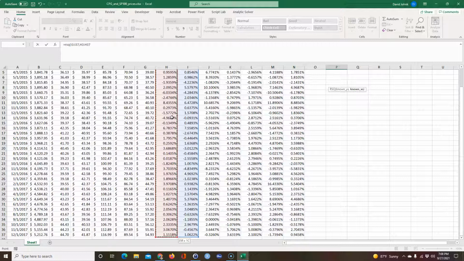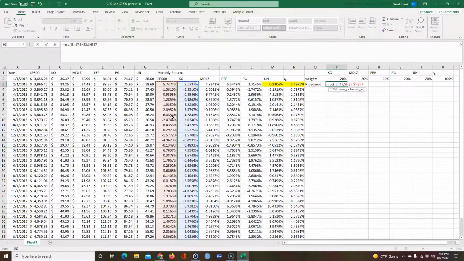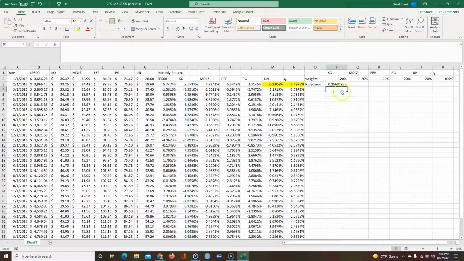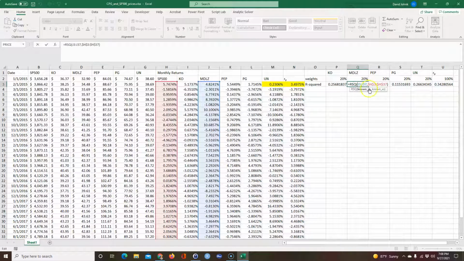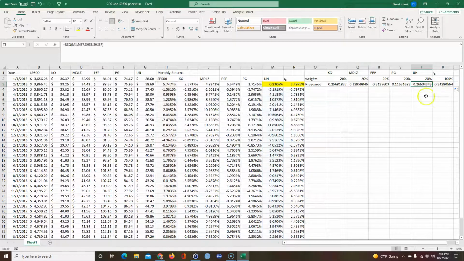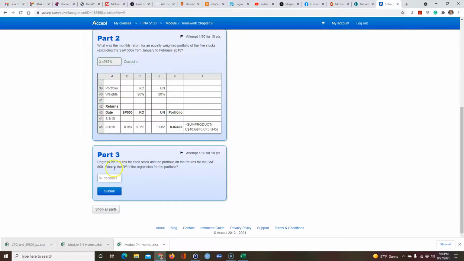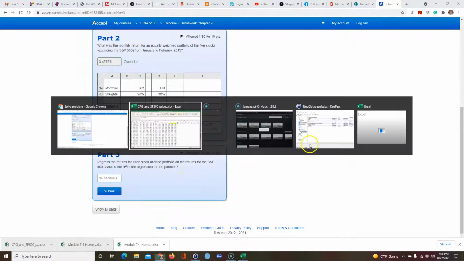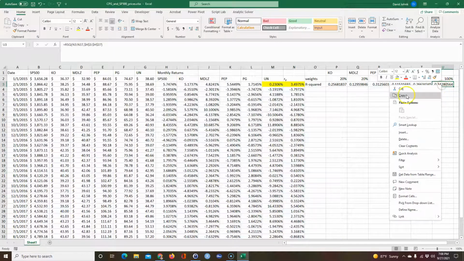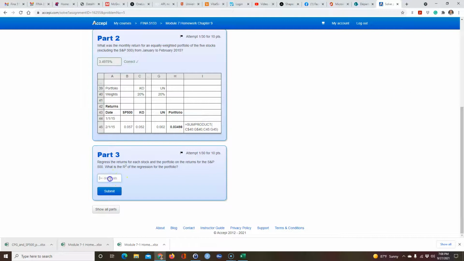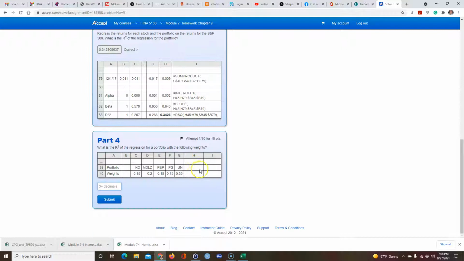Now I'm going to F4 that S&P 500 because I want to regress it all the way across. So my R squared for every one of them is going to be like that. You click on that one, it's going to be the S&P 500, and so on. And they want to know the R squared of the regression for the portfolio, which is going to be this right here. So I'm going to copy and paste, and that's correct.